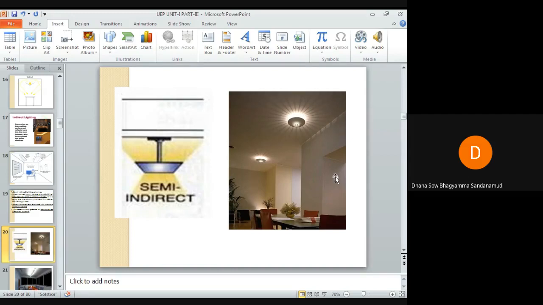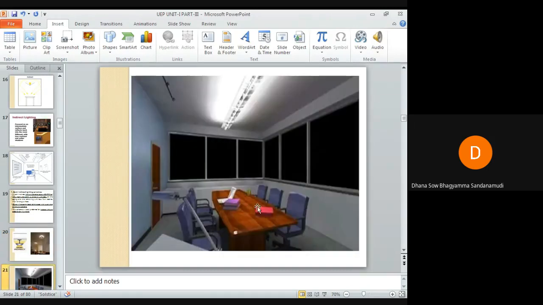So this is the best example. By looking at this image itself, you can easily tell. Here the lighting is focusing towards the ceiling 90%, and a very small portion of the luminous flux rays is traveling towards the surface. Okay, so that's it. So one more semi-indirect lighting.